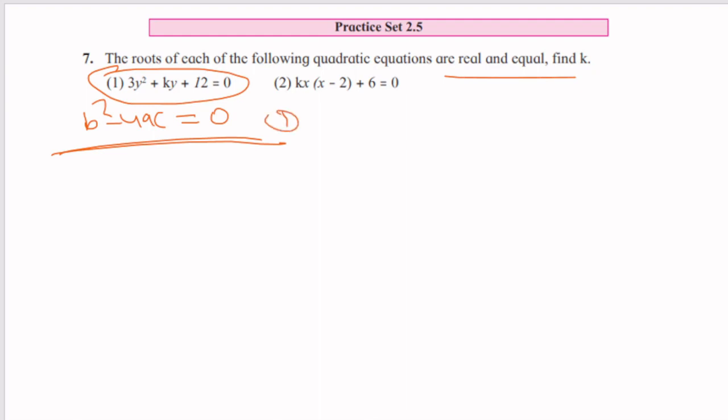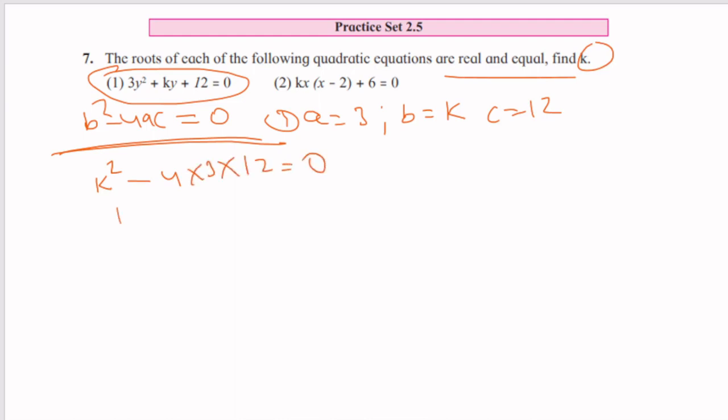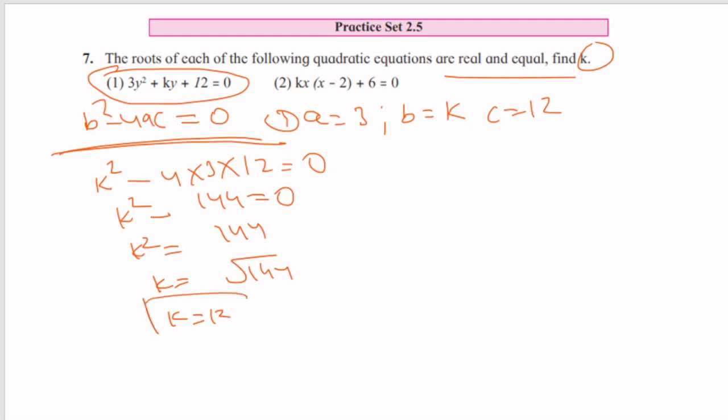For equation 1, A is what? 3, B is K, and C is equal to 12. You need to find the value of K. After substituting, let's substitute. B is K, so K square minus 4, A is 3, and C is 12 equal to 0. K square is equal to 4 3s are 12, 12 into 12, 144 equal to 0. So K square is equal to 144. And if you take a square root of 144, everyone knows in the world it's 12.